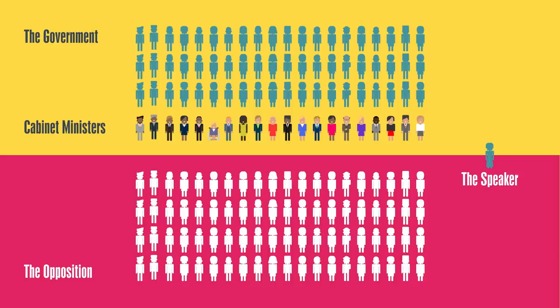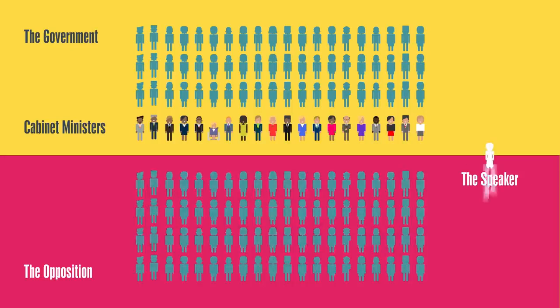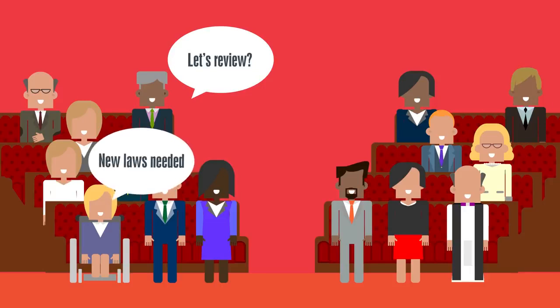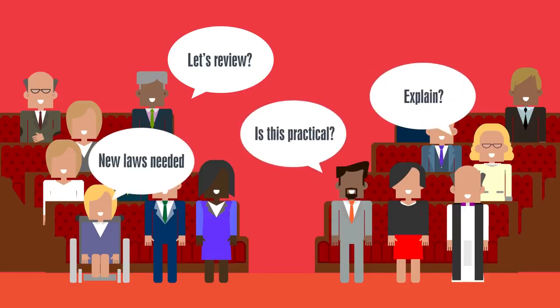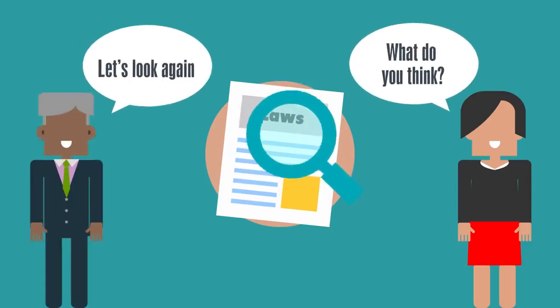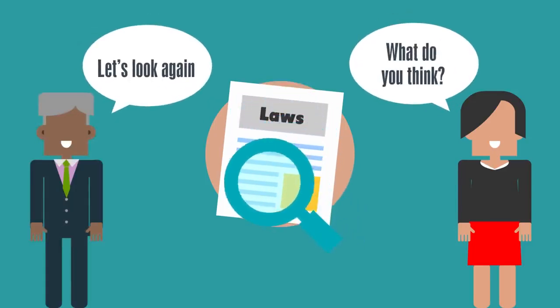MPs from the opposition and government question the government on policy and proposed laws. The Speaker keeps the House in order by chairing these debates. The House of Lords is the second chamber and shares the making and shaping of laws with the House of Commons. It has around 800 members and it's made up mostly of life peers, and also includes hereditary peers and bishops. Lords are selected for their knowledge and experience and hold government to account by using their expertise to look at laws and issues in detail.